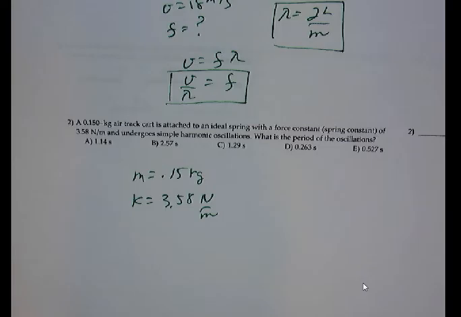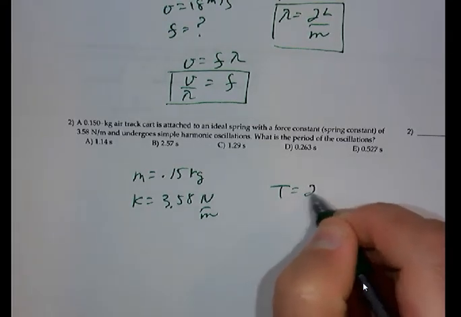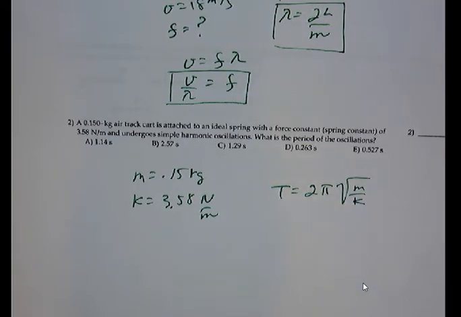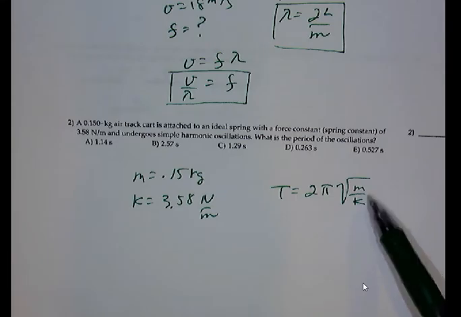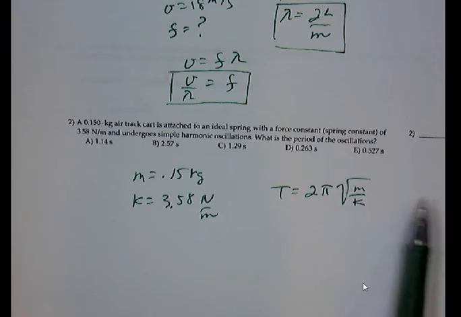So when it says simple harmonic motion, mass on a spring, immediately you know the relationship between period and the spring constant. So T equals 2 pi square root of m over k. Now if you think about it, it's a mass on a spring oscillating back and forth. The speed keeps changing.